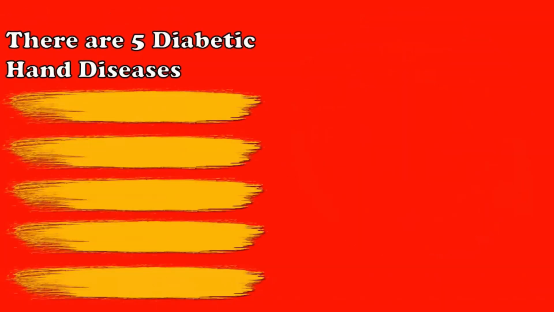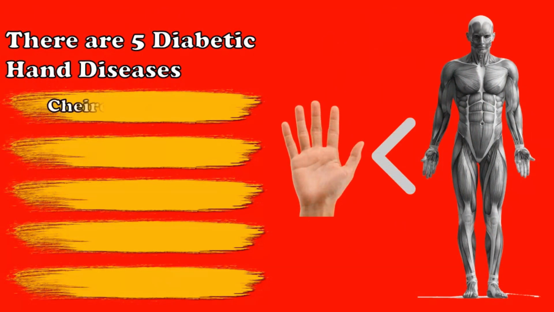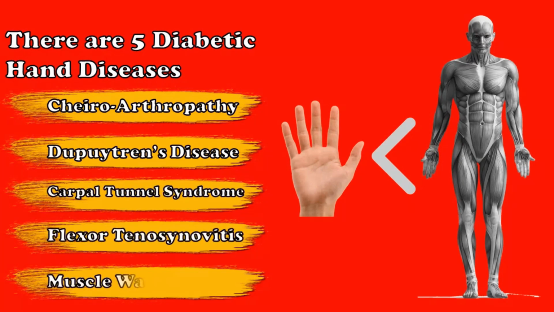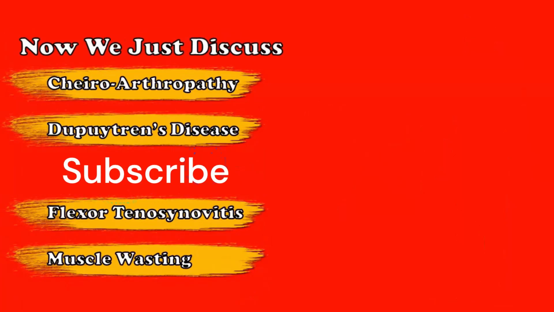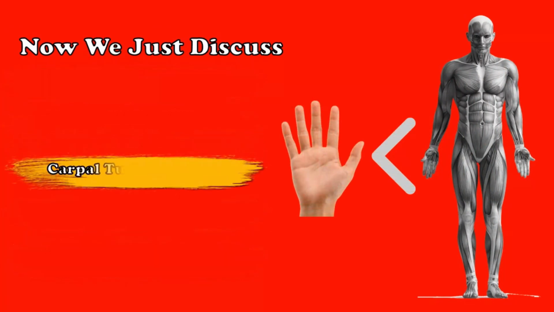As you know, sugar can cause 5 types of hand diseases. We have mentioned chiroarthropathy and Dupuytren in detail in the first 2 parts. Carpal tunnel syndrome, flexor tenosynovitis and muscle wasting will be mentioned soon. In this part of the physical examination, we will learn about the complete details of carpal tunnel syndrome.